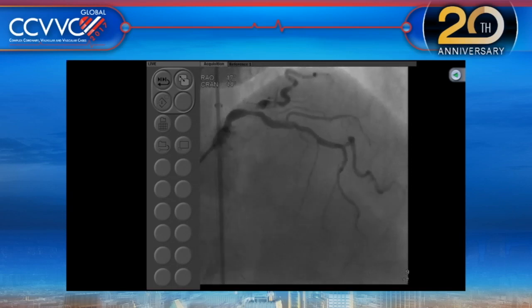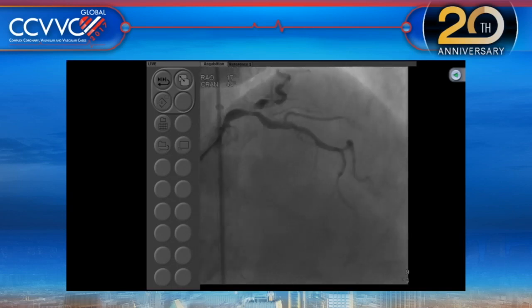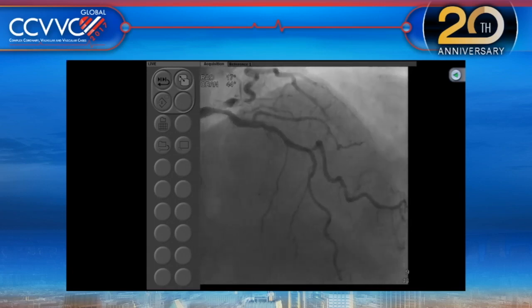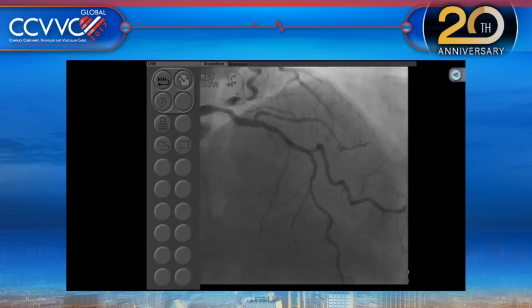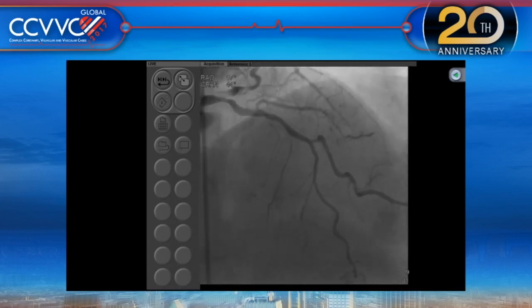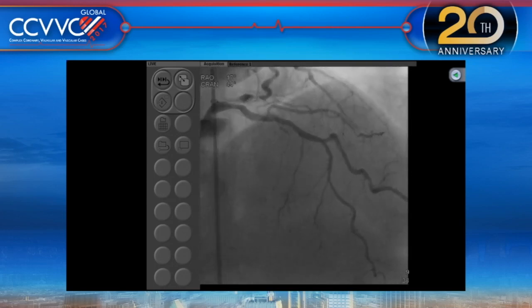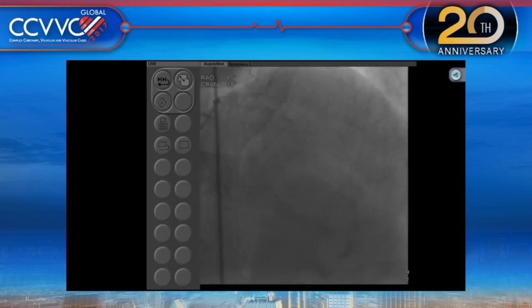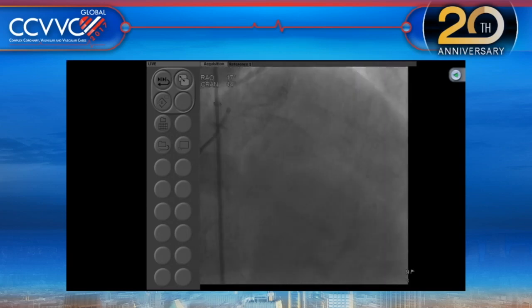I think when you are doing a hybrid case, it has to be a complex LAD rather than a complex circumflex. Excellent. That's a good point. So this will not be an ideal case for that procedure. Usually they prefer just a Lima to LAD, and the rest of the vessels we will do with PCI. So here, as you see, the complexity is all circumflex. Worse comes to worst, you can stent across the entire circumflex, leave the LAD alone, and come out.